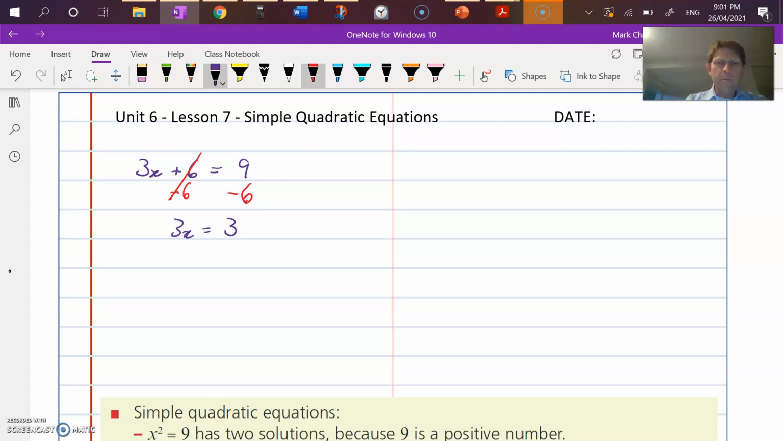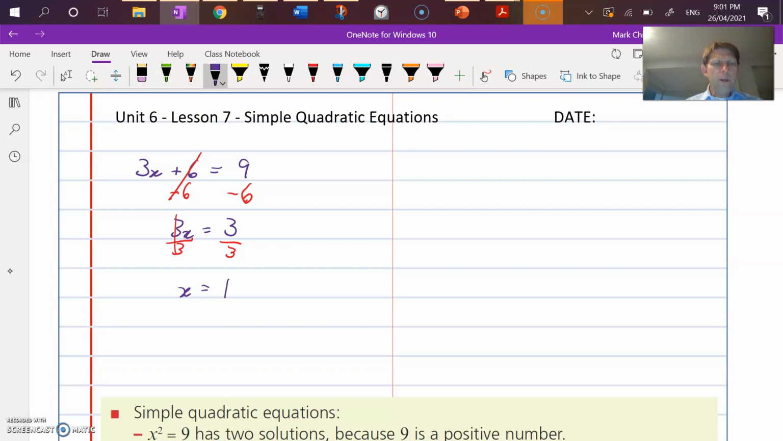Okay, and then the next step we've got to take is we've got to say, well, hang on a second, what's going on with x now? It's being multiplied by 3. What's the opposite of being multiplied by 3? Well, it's dividing by 3. So I'll have to do that to both sides. And if I divide by 3, those two are going to cancel each other out. And that's just going to leave x on this side. And 3 divided by 3, well, that's just 1.